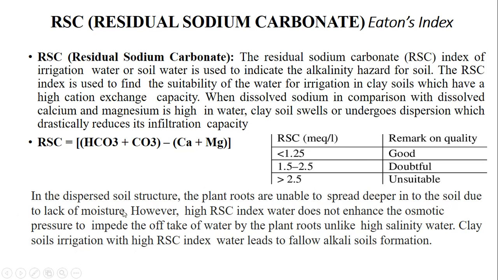So in the dispersed soil structure, the plant roots are unable to spread deeper in the soil due to lack of moisture. However, the higher RSC index water does not enhance the osmotic pressure to impede the offtake of the water by the plant roots, unlike high salinity water. Clay soils irrigated with high RSC index water need to follow alkali soil formation. That is not at all good for any crop. It will lead to salinization patches.